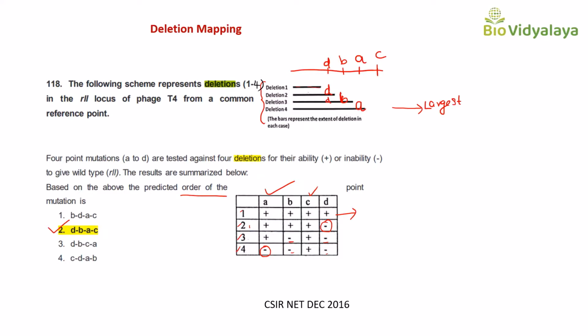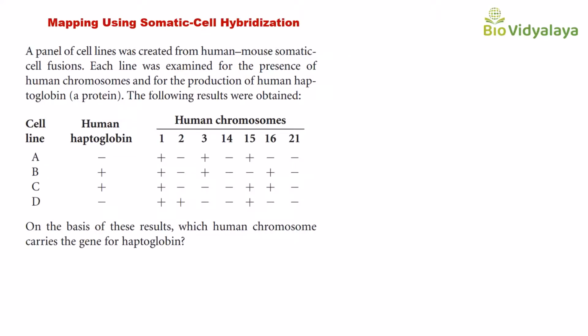Next is mapping using somatic cell hybridization. Somatic cell hybridization means it is a fusion of two different cell lines, for example human and mouse cells. Through this mapping, we find in which chromosome a particular gene is present. So this is one example question.